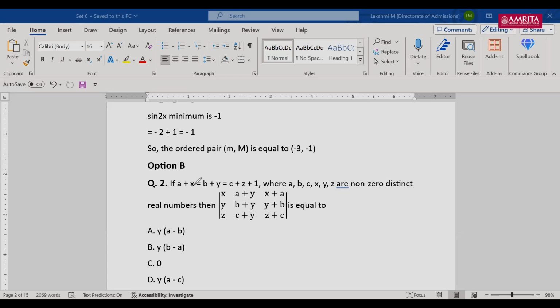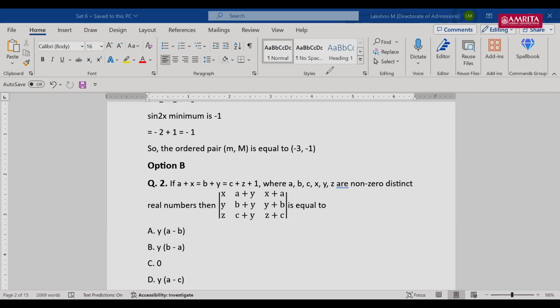Okay. So just one thing, I just saw it in the chat box. A, B, C, X, Y, Z are non-zero distinct real numbers. What does that mean? It's like non-zero real numbers. It's just not 0. It could be any distinct number, something like positive or negative. That's what it means. Different numbers, yes, it will not be the same.